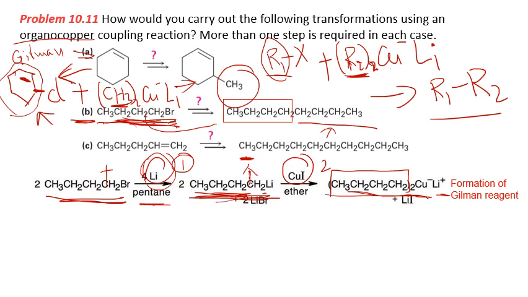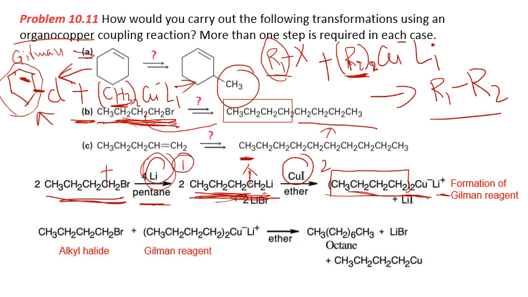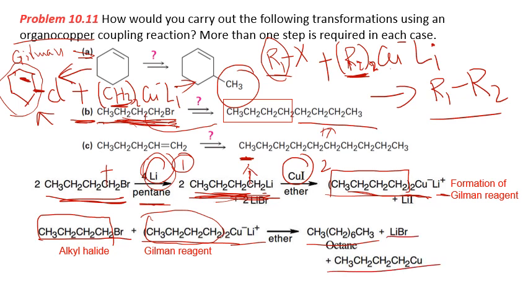So now we are ready for the coupling reaction. All you need to do is combine the alkyl halide, which is provided in the question, and the Gilman reagent we just synthesized. When they add together, these 4 carbons and one of these 4 carbons combine to give you octane, and that's the product. Now the lithium bromide is a byproduct. When you write the reactions, you don't have to write it. So focus on the desired product.